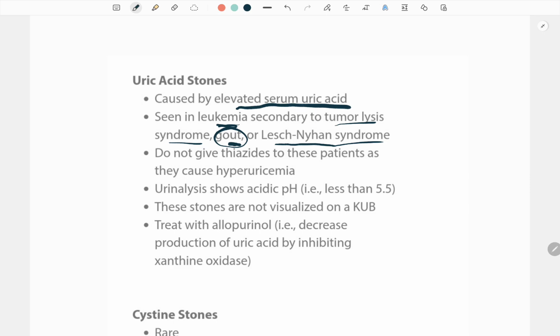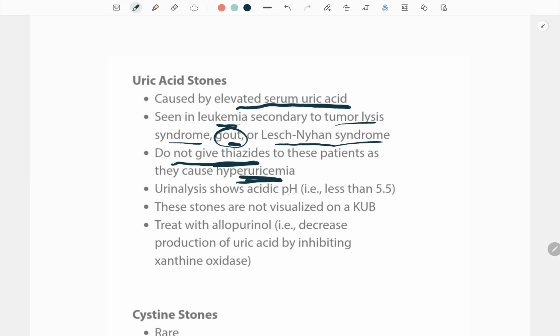Now, this is never complicated, and we do not give thiazides here. Thiazides were the choice when we talked about the calcium oxalate stones, but here thiazides are not used, because thiazides can cause hyperuricemia, and we don't want that, because if we have high uric acid in the urine, the chances of uric acid stones will increase.